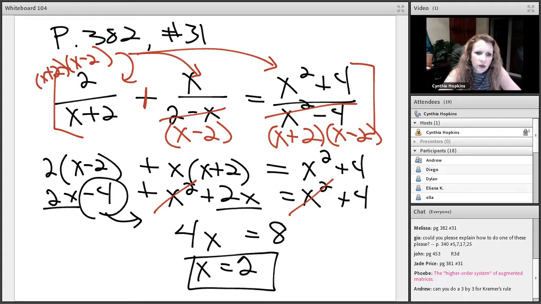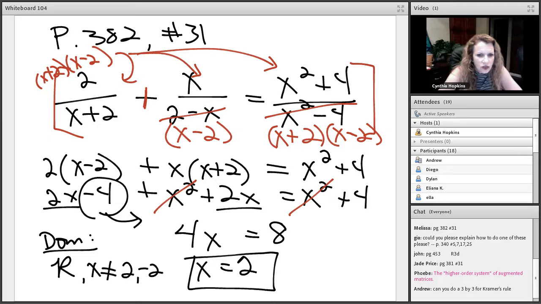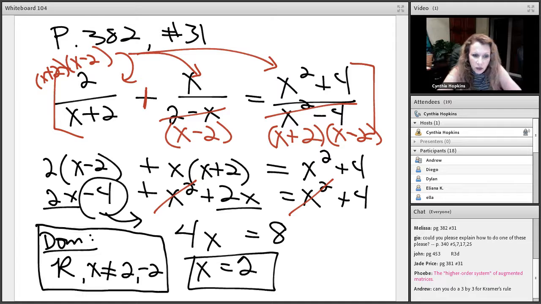Well, if you look back at the original equation, we had variables in our denominator, right? And so for my domain, let me write it here in the lower left-hand corner, I want to say that the domain is all reals, but x cannot equal 2 or negative 2. Either one of those will give me a 0 in the denominator, and that is undefined. So that's the exclusions to my domain. The domain is all real numbers, but x cannot equal plus or minus 2.